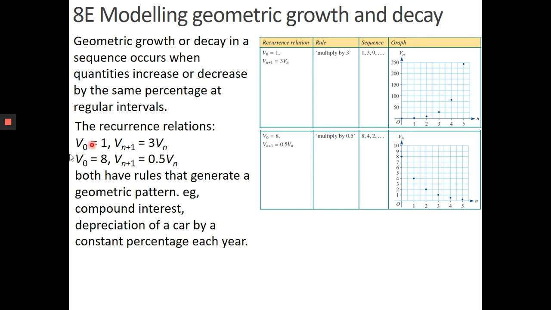So look how they've written it. Starts off at 1, rule is times 3. Starts off at 8, rule is times 0.5. You use these sort of things for interest, depreciating of a car, all sorts of things like that.